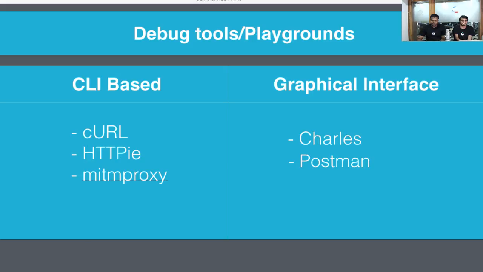Okay, so MITM proxy. This is a CLI. MITM proxy is the CLI version. Charles is just the graphical version of it. I wouldn't say they are the same, but they do basically the same things. I think this is developed by MIT, maybe. MITM proxy is basically for tapping into the data that's flowing.